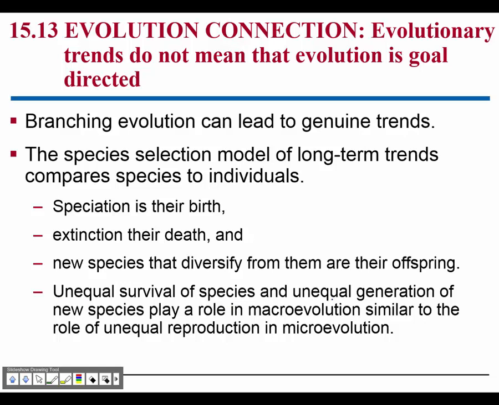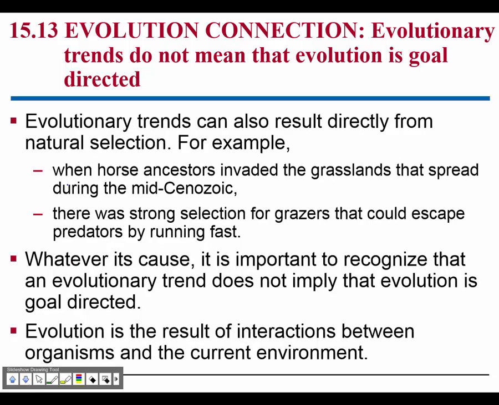Unequal survival of species and unequal generation of new species play a role in macroevolution, similar to the role of unequal reproduction in microevolution. It's important to note that macroevolution does not occur by random chance. It's not random. The same kinds of deterministic laws create macroevolution that are similar to the deterministic laws of microevolution. So evolutionary trends can also result directly from natural selection.